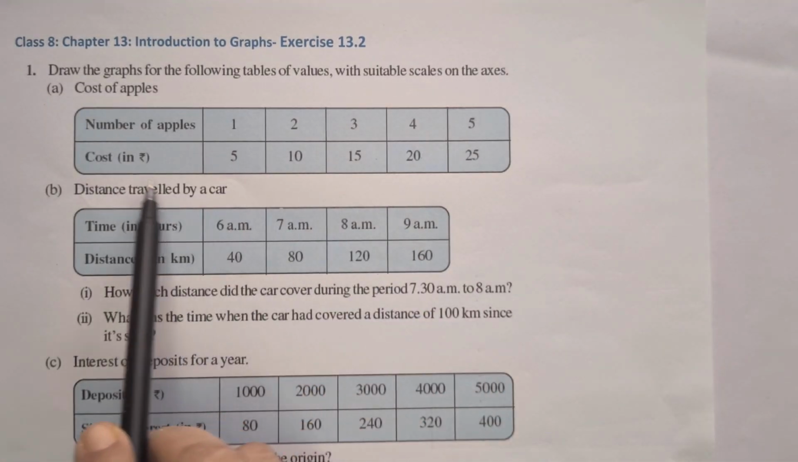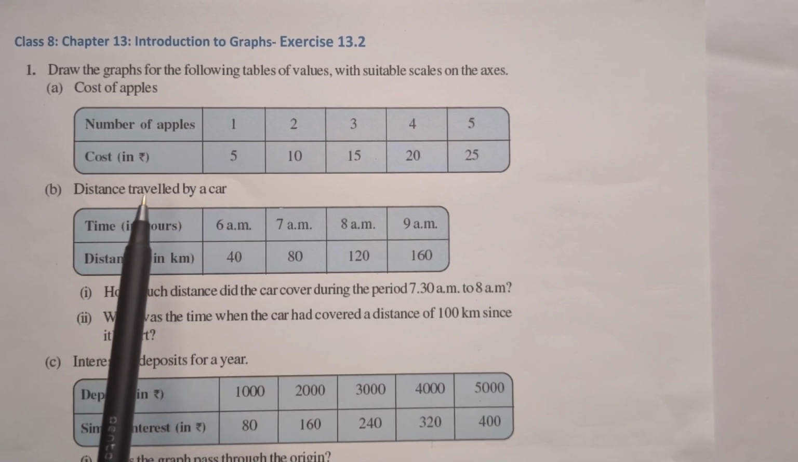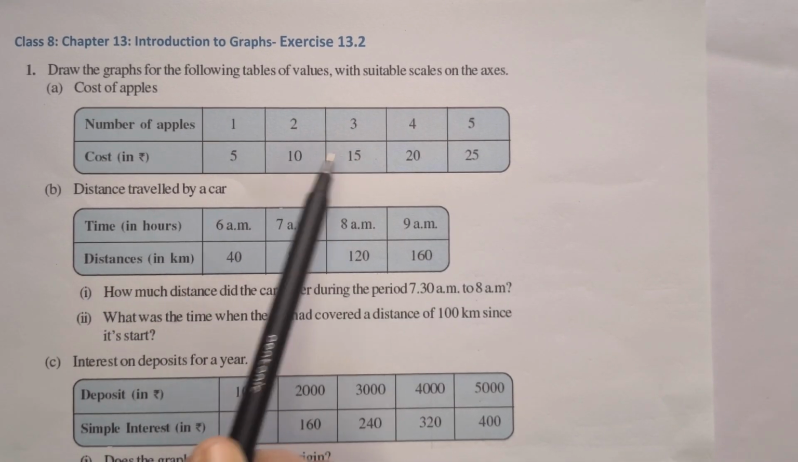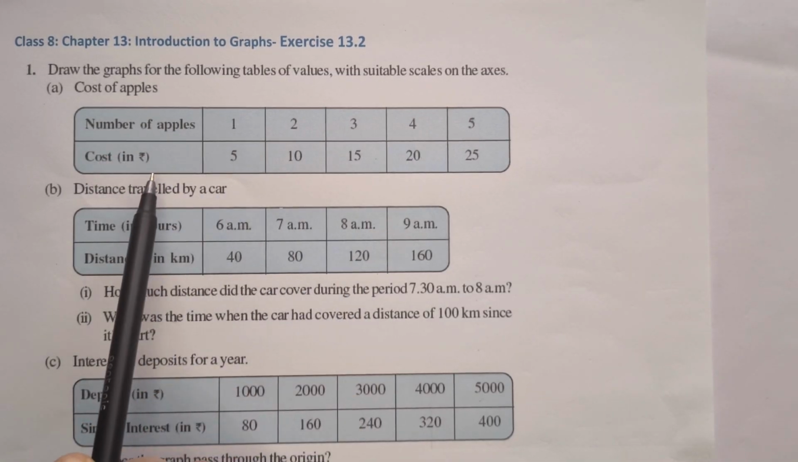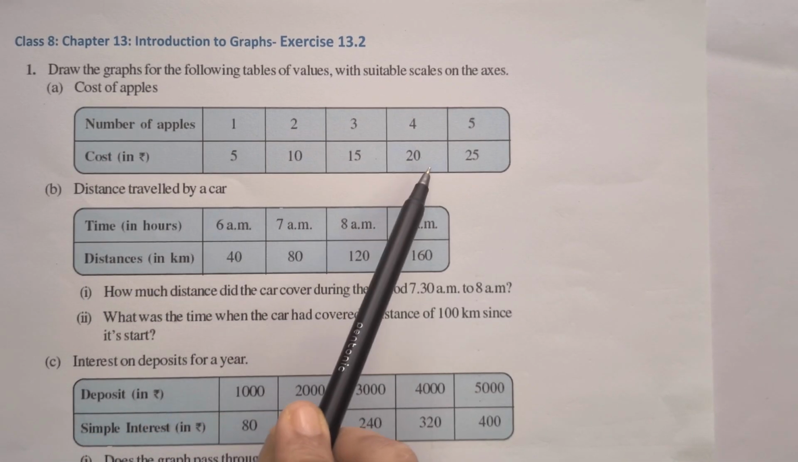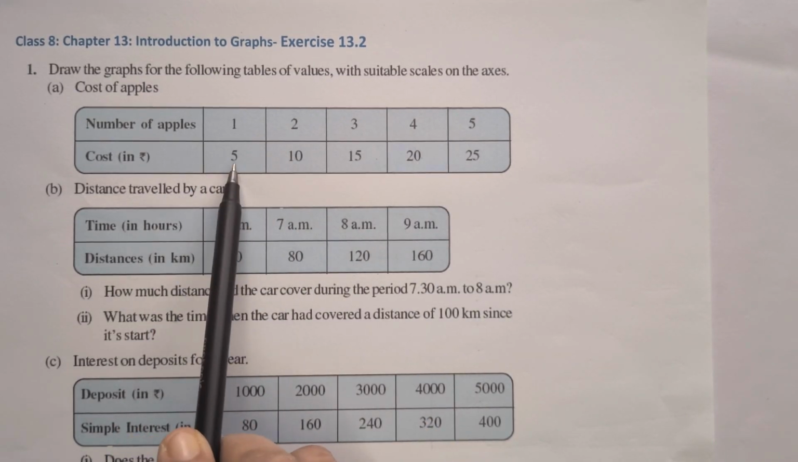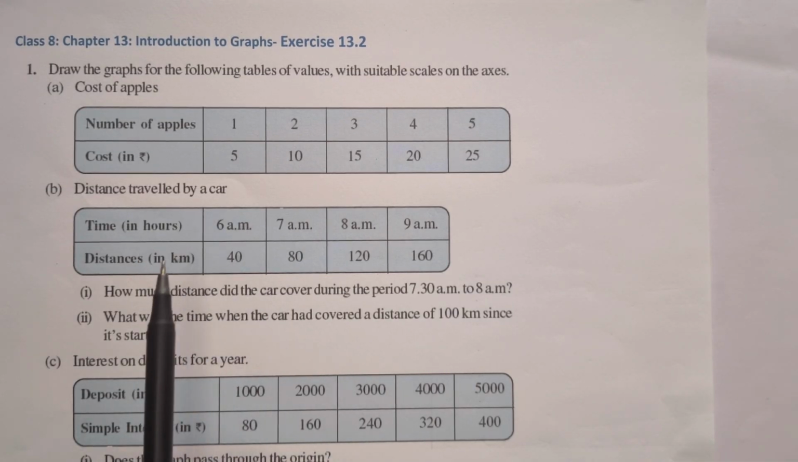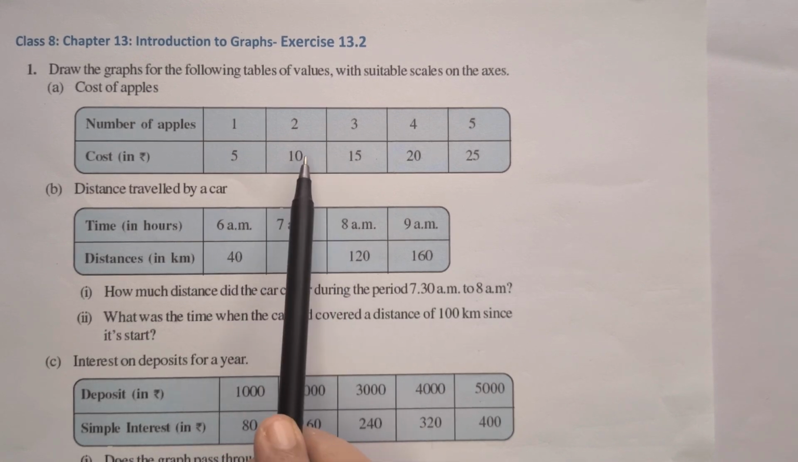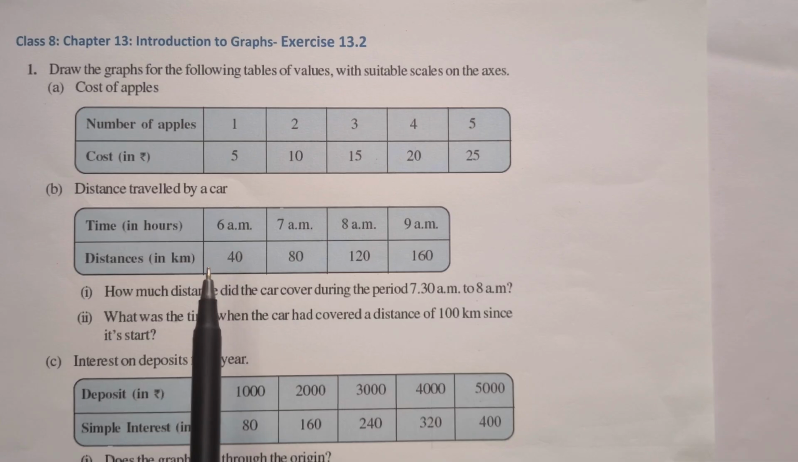Second exercise. First one. Draw the graphs for the following tables of values with suitable scales on the axes. First one, cost of apples. Here the number of apples is given and the cost is also given. So we can take the number of apples on the x-axis and cost on the y-axis, with a suitable scale. Here we can take 1 unit on the x-axis as 1 apple and on the y-axis as 5 rupees.